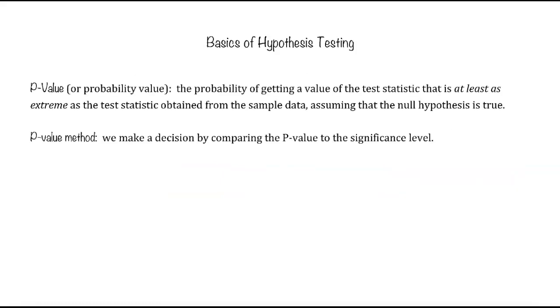Next, we have what's called the p-value, or probability value. This is the probability of getting a value of the test statistic that is at least as extreme as the test statistic obtained from the sample data, assuming that the null hypothesis is true. This is the area that corresponds to the location of our test statistic, which brings us to the hypothesis testing method called the p-value method, and that's where we compare the p-value to alpha. Let's add this to our picture.